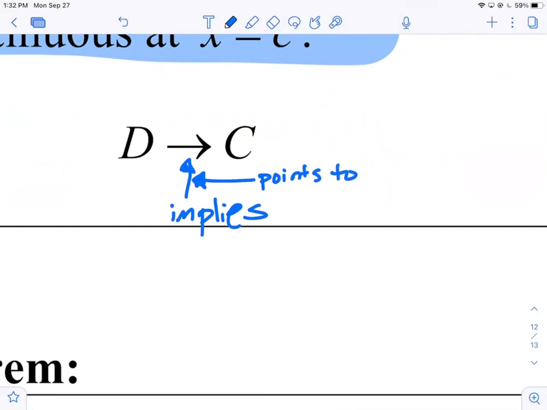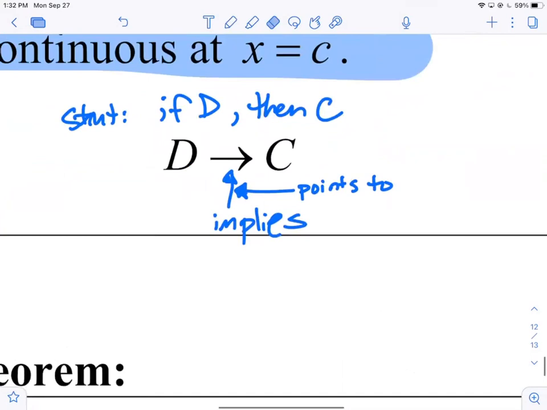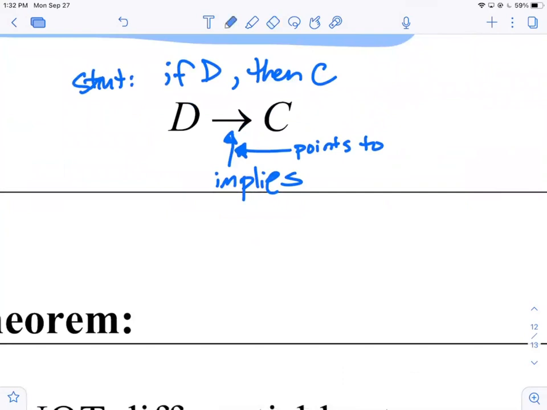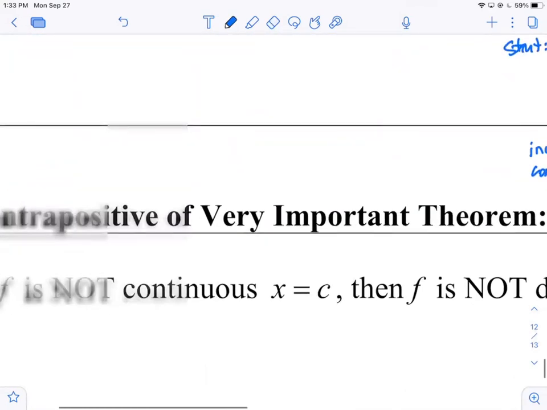D implies C. Remember in geometry you had statements, if-then statements? If D, then C. That's the statement. I'll put the statement in front. STMT. Okay? So that's kind of cool. If you know a function is differentiable, you know it's got to be continuous, right? It's got to be. Now, you remember the other types of statements we had? You had the inverse, you had the converse, and then you had the contrapositive. Okay? Contrapositive.